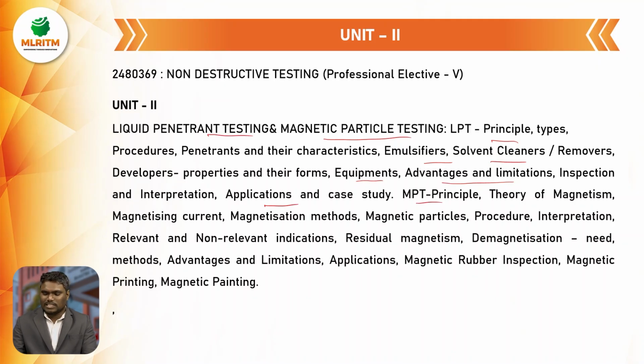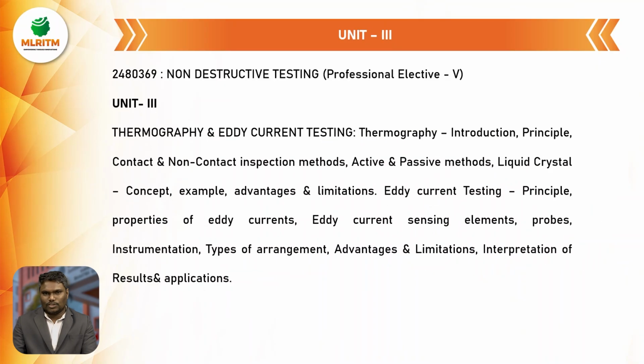Next, magnetic particle testing. We'll be discussing the principle, theory of magnetism, magnetizing current, magnetization methods, magnetic particles, procedures, interpretation, relevant and non-relevant indications of magnetism, and then residual magnetism. Demagnetization is also done after indicating the magnetic field: what is the need, the different methods, applications, and limitations, and magnetic rubber inspection, magnetic printing, and magnetic painting. So this will be discussed under Unit 2.